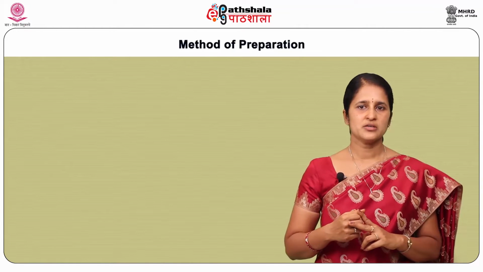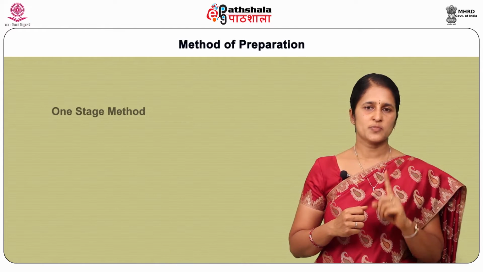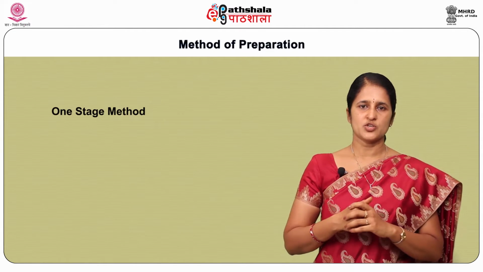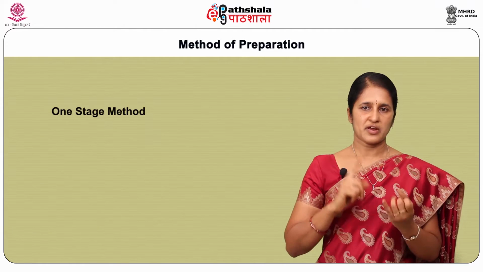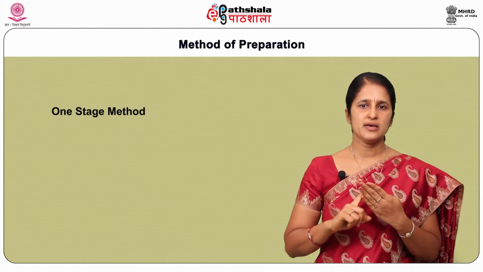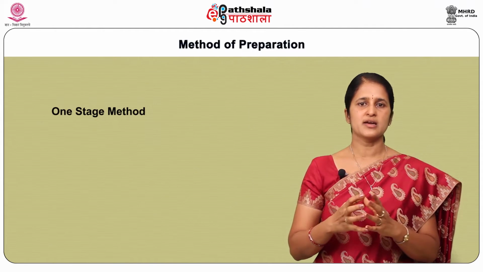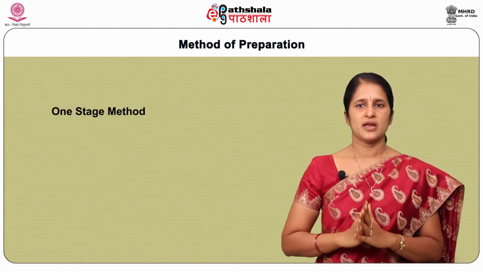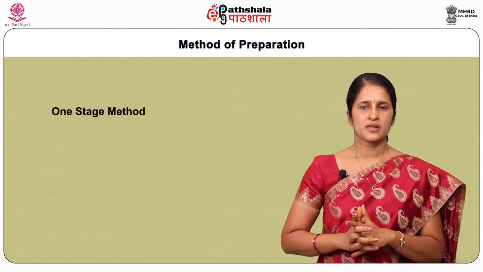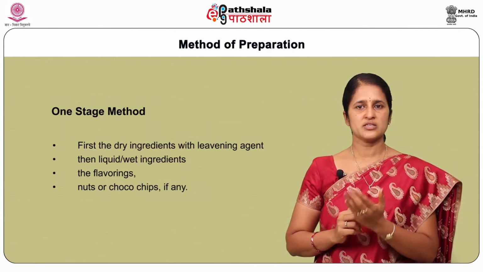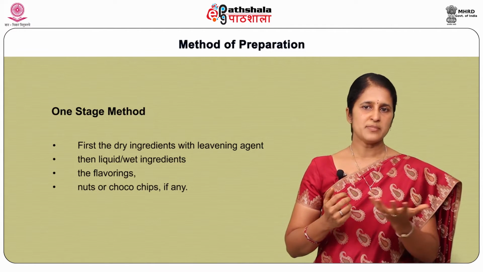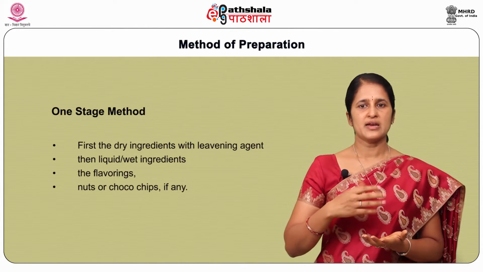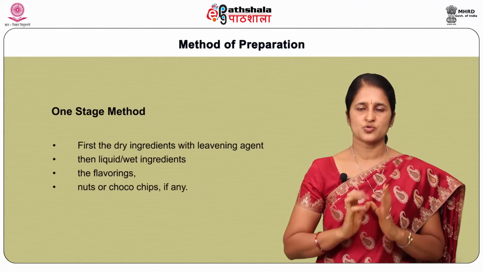The first method is the one stage method, or the all-in-one method. In this method of making cookie dough, all the ingredients, that is refined wheat flour, butter, caster sugar, egg, salt, and vanilla essence, are scaled and mixed in one batch, all together. Then we have to follow the order of mixing. First, the dry ingredients with the leavening agent should be mixed. Then this can be sieved. Then add the liquid or wet ingredients to that. Add the flavoring. Finally, nuts or choco chips, if any, can be added.